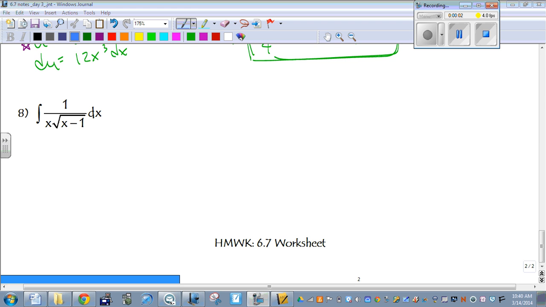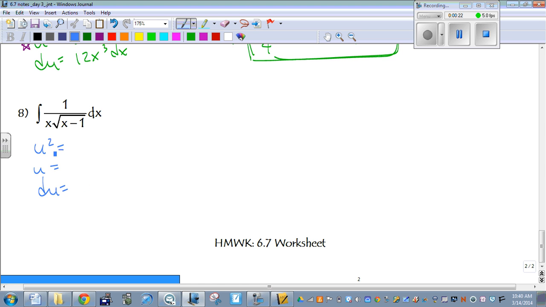Number 8 is another one that resembles inverse secant because we have something outside of the square root. Even though there's nothing squared inside, we can still get around that. So let's take a look at this one. We already have the 1 there, so we're just going to go straight into the u squared, u, and du.